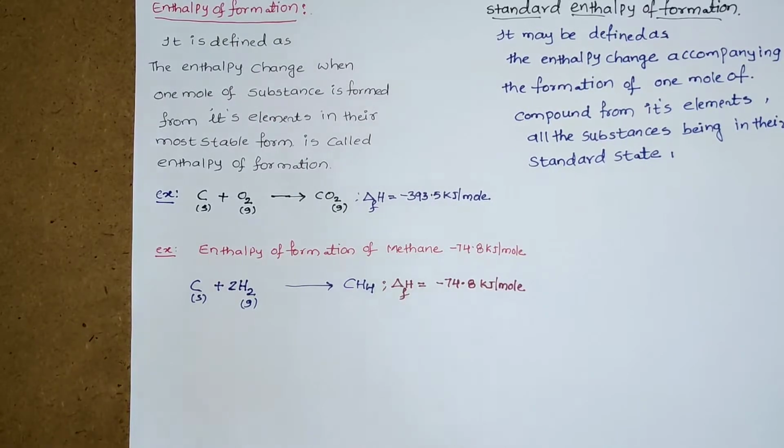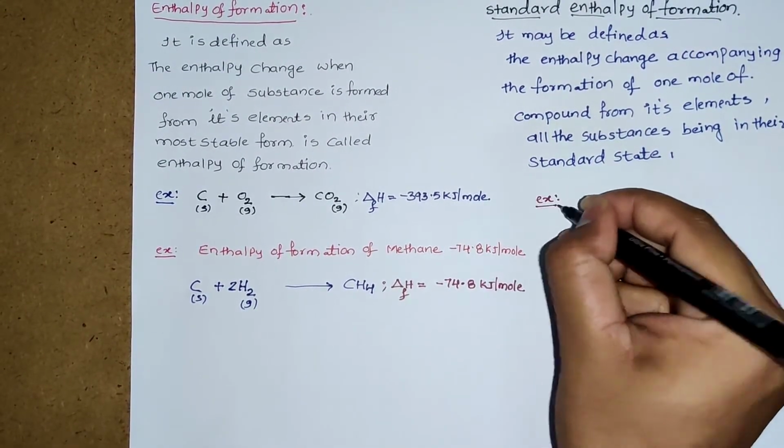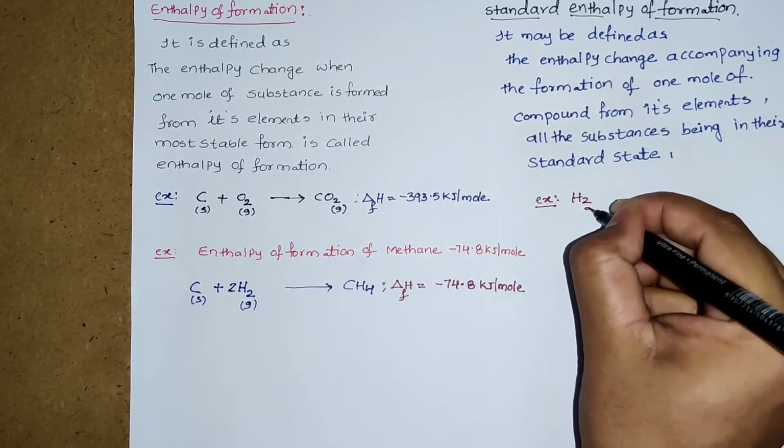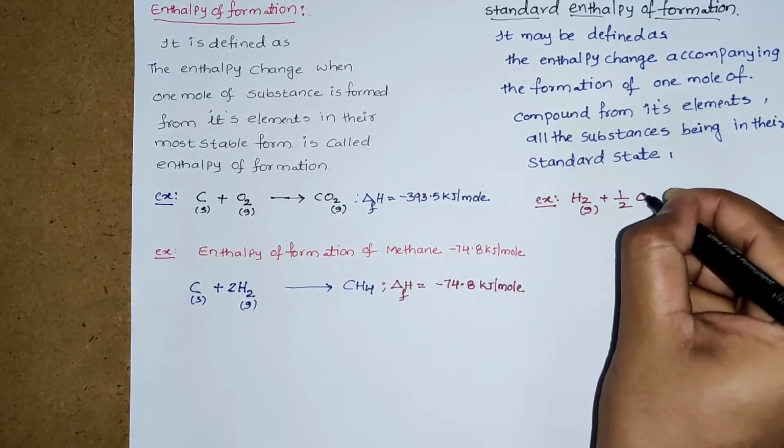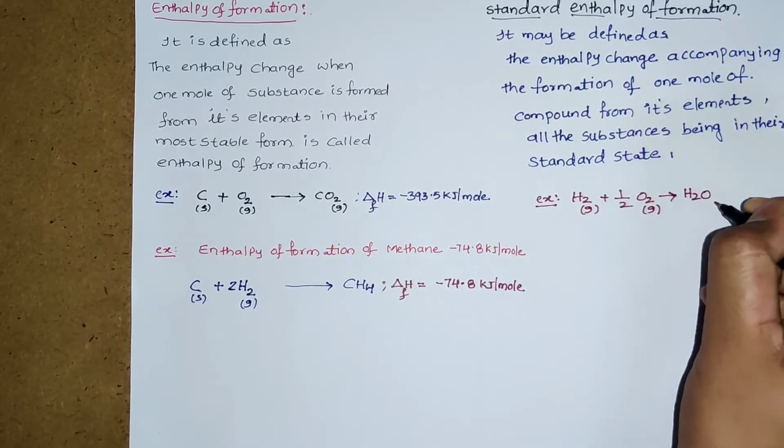That means the difference between enthalpy of formation and standard enthalpy of formation is this. Here in both the cases 1 mole of a substance is formed from its elements, but here those elements must be in the standard state. What do you mean by the standard state? That is 1 bar pressure at a specified temperature. For example, H2 gas plus half O2 gas gives rise to H2O liquid.